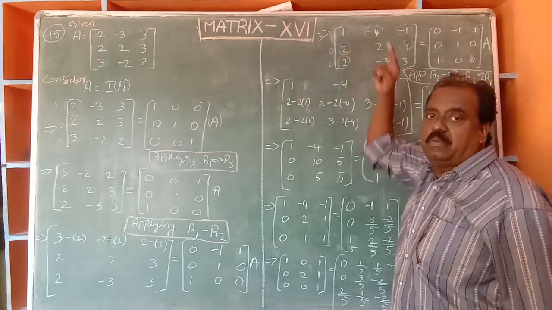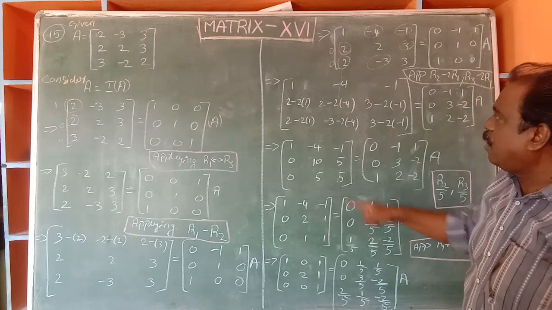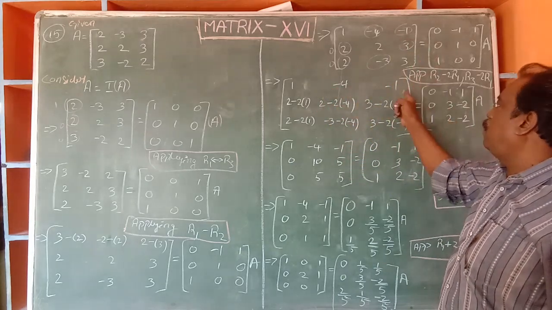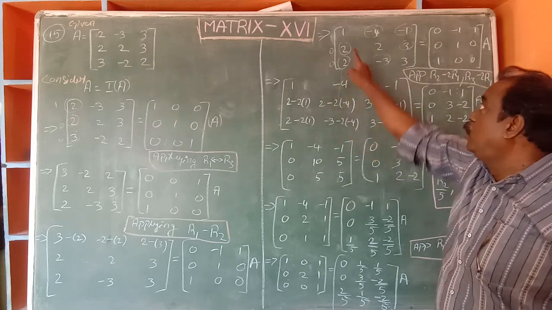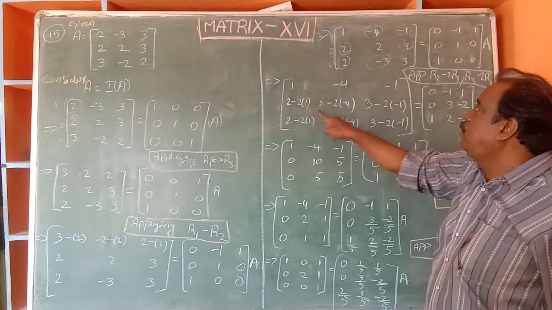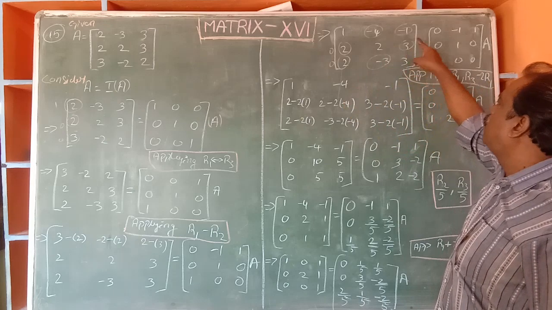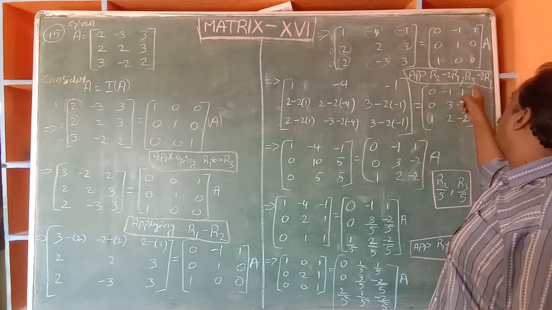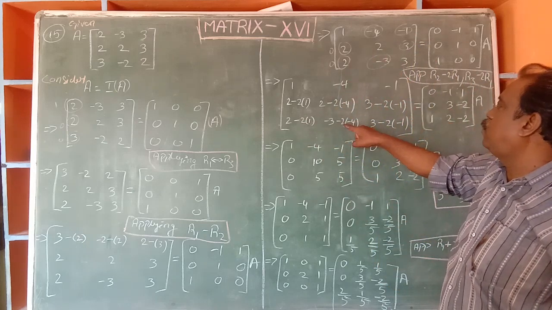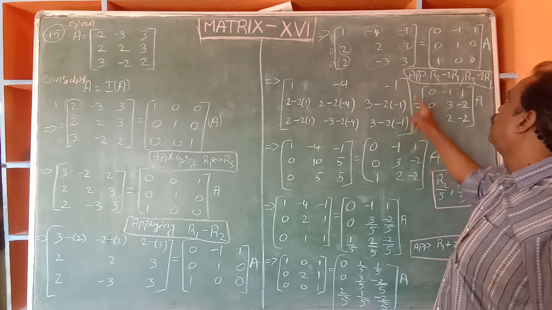R3 minus 2 into R1. So here the first row cannot be changed. 1 minus 4, 1 minus 1. 2 minus 2 into 1. You see there, 2 into R1 is there. 2 minus 2 into 1. Here 2 minus 2 into minus 4 is there. 3 minus 2 into minus 1. Similarly R3, 2 minus 2 into 1. Here minus 3, minus 2 into minus 4, this one. Here 3 minus 2 into minus 1 is there.